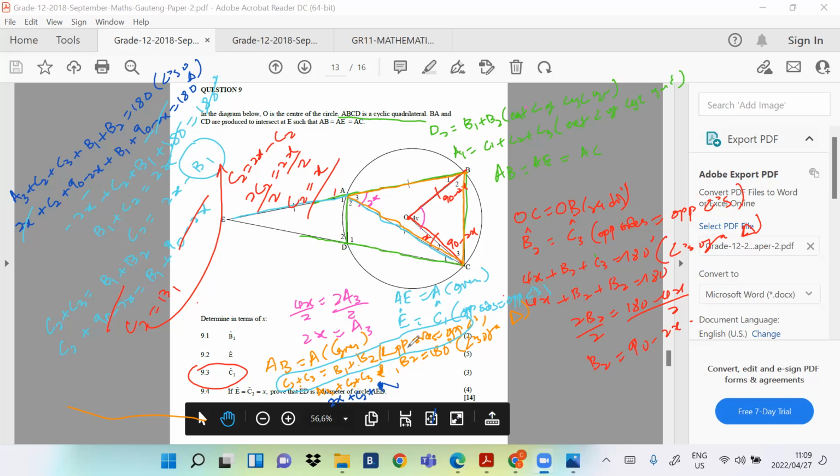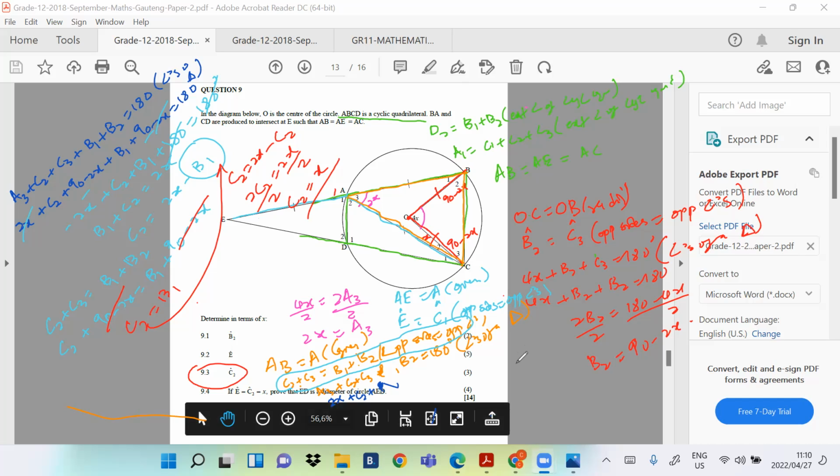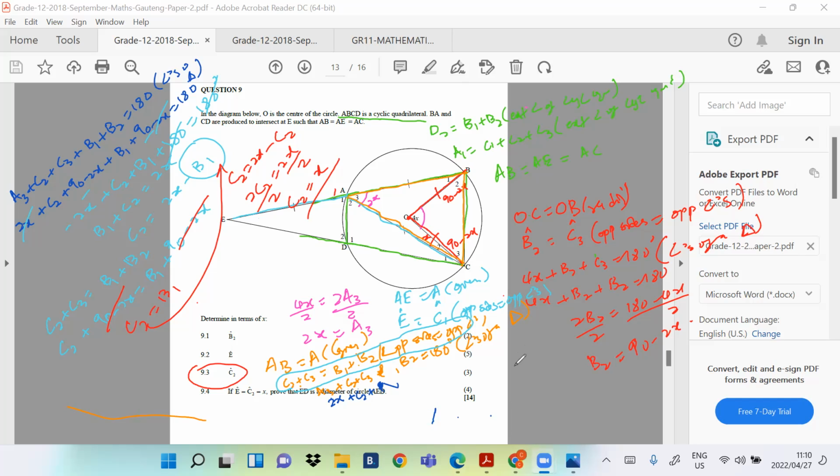We said that C2 is equal to E. So that means angle E is equal to x. Where is that? Oh, here. We said E is C1. No, where is that? Okay, it's fine. I'll start again.